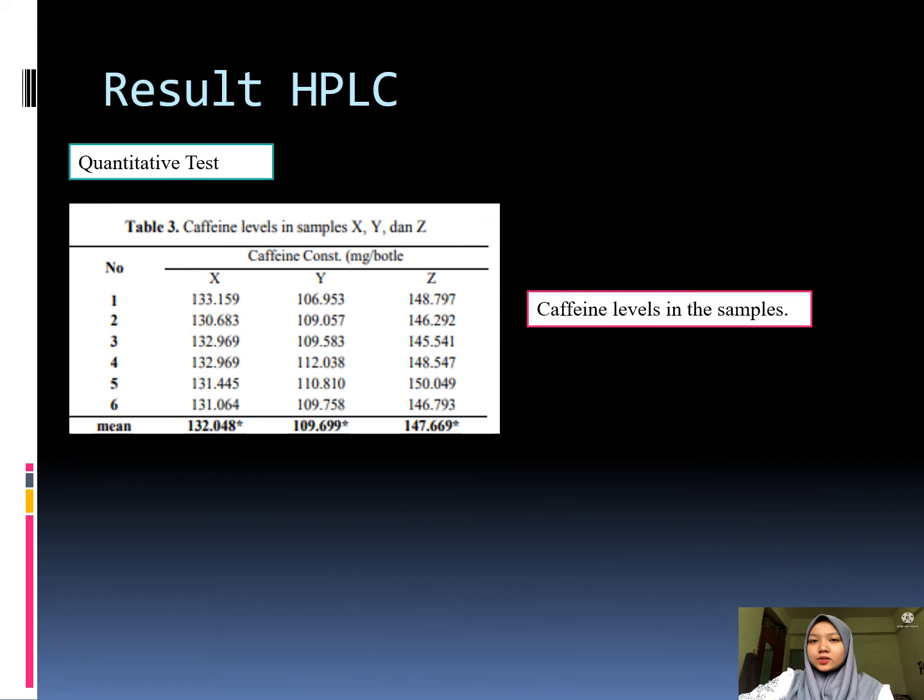Next, we move to the result in table 3, which is the caffeine level in samples X, Y, and Z. For the first trial, the caffeine level in sample X is 133.159, for sample Y is 106.953, and for sample Z is 148.797. For trial 2, the caffeine levels for sample X is 130.683, for sample Y 109.057, for sample Z is 146.292.